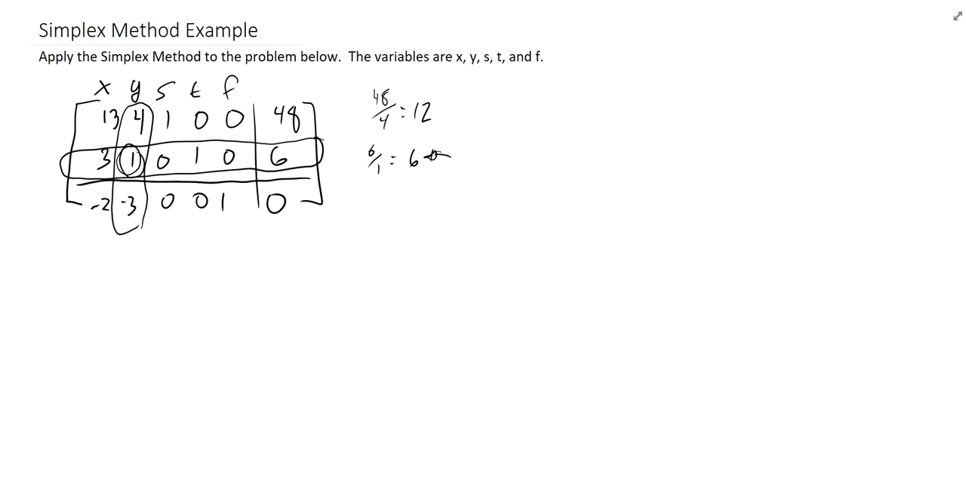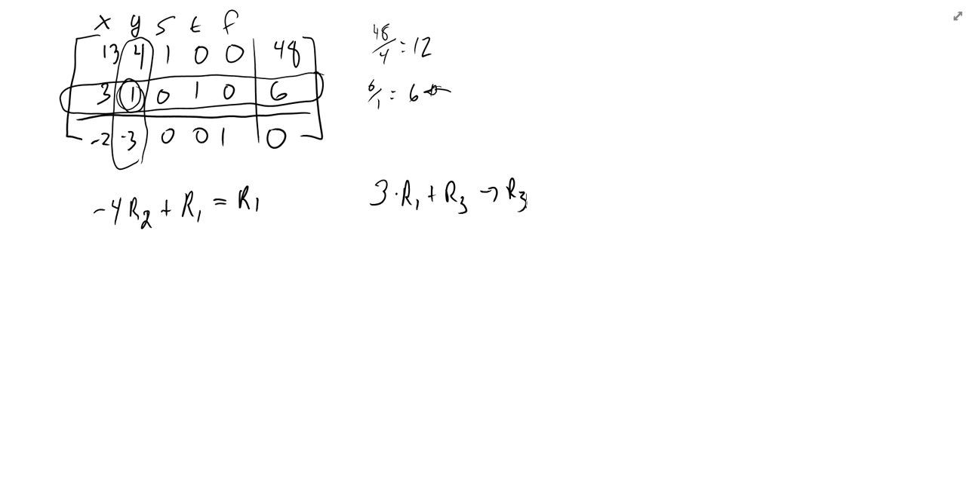So now I want to do row operations using that 1 to create zeros above and below it to turn the rest of that column into 0. So I'm going to do negative 4 times row 2, add it to row 1 and put it into row 1 spot. And the other row operation that I need to do is 3 times row 2 plus row 3 and put it into row 3 spot. So let's do those one at a time.